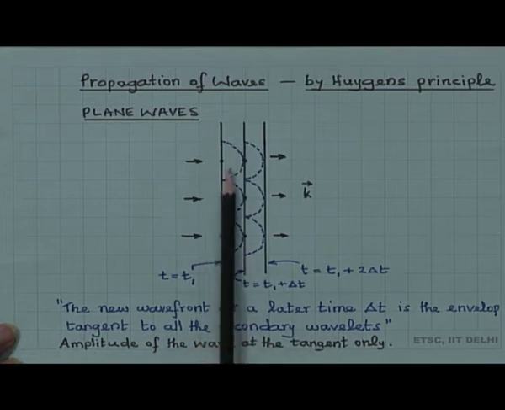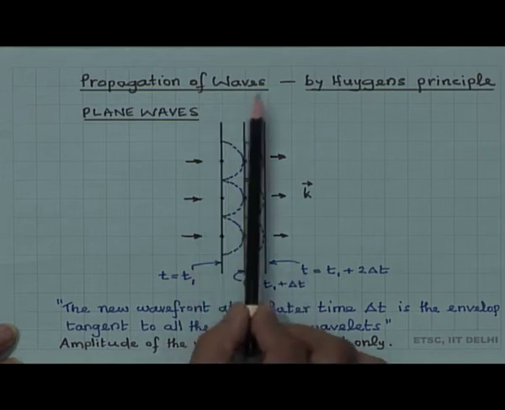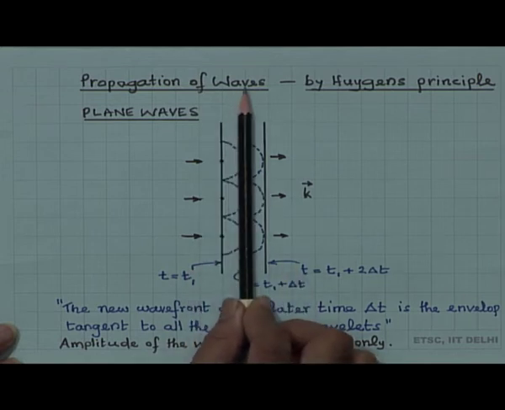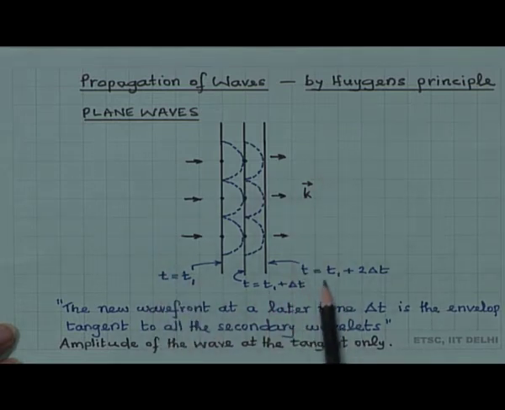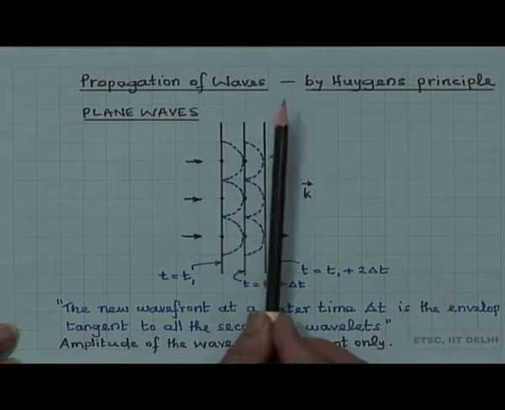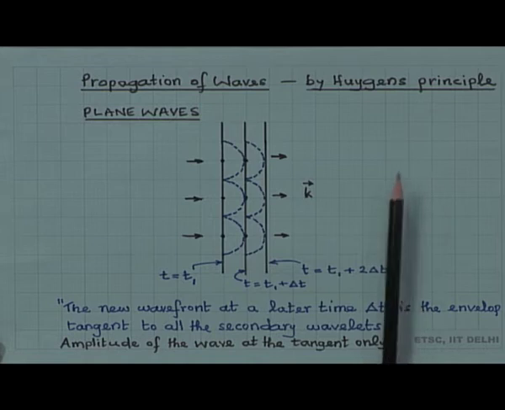Of course, every point there acts like a point source, but I have just shown 3 points and spherical waves which are emanating from here, and we draw a tangent to all the wavelets which give us the wavefront at a later time delta t, t1 plus delta t. And if you continue, then at a later time t is equal to t1 plus 2 delta t, you get the wavefront here and in the direction of propagation.